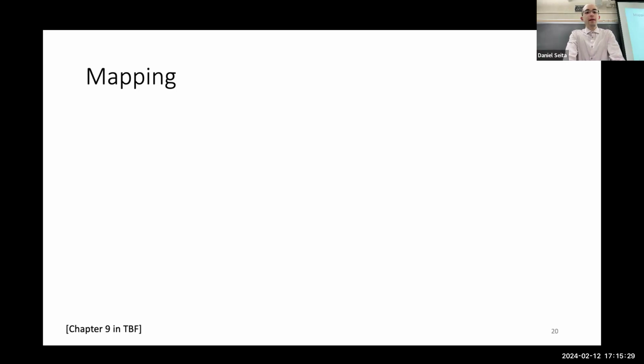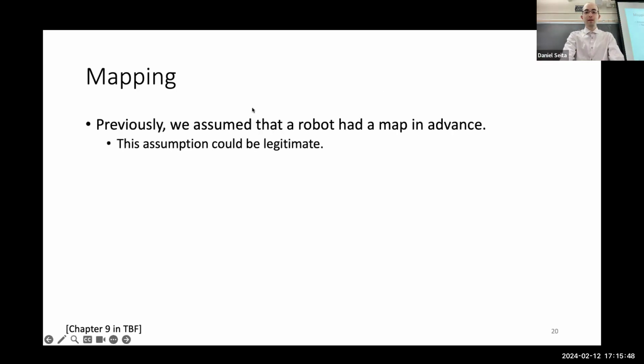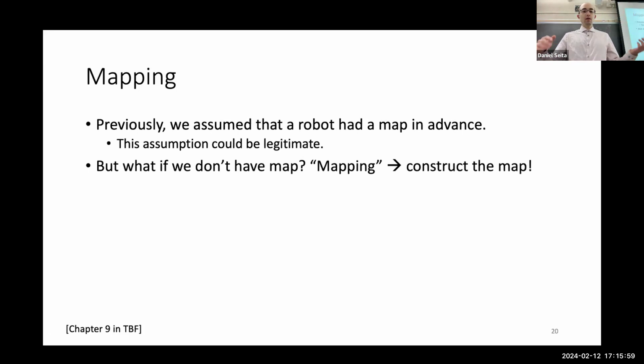All right, so let's get back to some of the content here. In the first half, or really the first 60% of today's lecture, we covered the localization problem. So now we're going to talk about mapping. We previously assumed that the robot had some kind of map in advance. We just gave it a map. But in some cases, we don't have a map, and that's what the mapping problem means. You just have to construct the map.